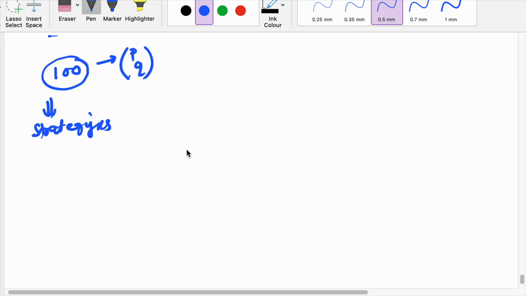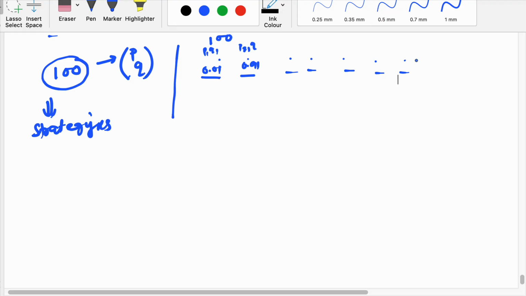Now out of these 100 types of individuals, suppose that initially all the strategies are equally abundant. Since 100 types of strategies or 100 types of individuals are there, what is the initial frequency of, suppose, the p1 q1 strategy? That will be 0.01, and p2 q2 also 0.01. I will say all are equally abundant. Their frequency initially was all equal.